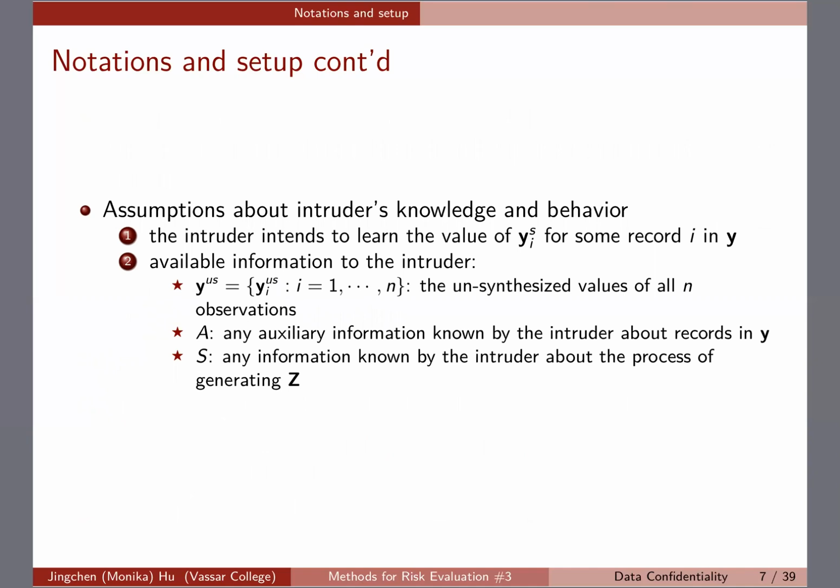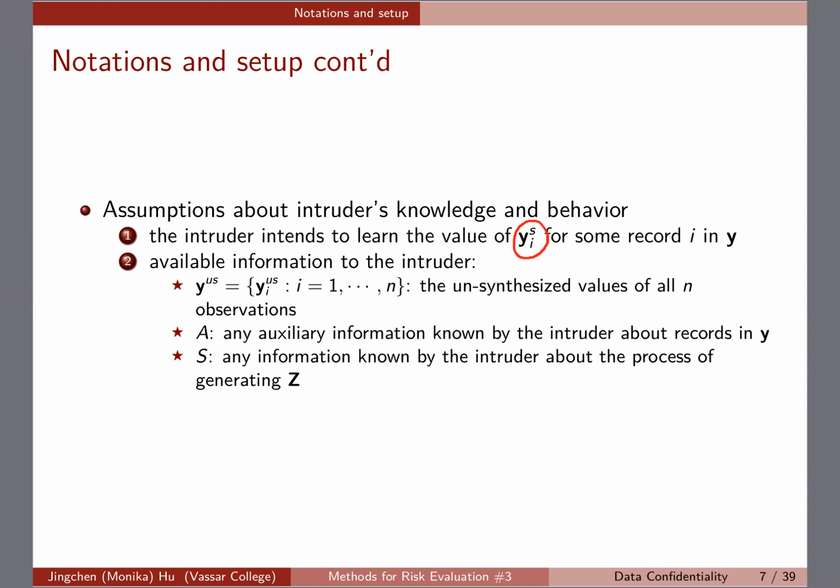If you recall in the identification disclosure risk situation, we also made assumptions about what the intruder knows and doesn't know. For attribute disclosure, we also have to make assumptions, and we're trying to express them mathematically. The first thing is that what the intruder is trying to learn is the true value of Y_i^S for some record i in Y. Remember Y_i^S is the vector of synthesized variables. It could be univariate or multivariate. For the CE example it's univariate, but we use a vector to represent it regardless. That's the goal of the intruder.